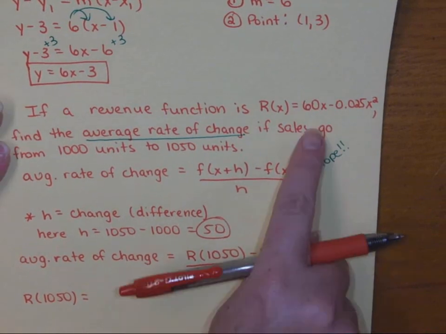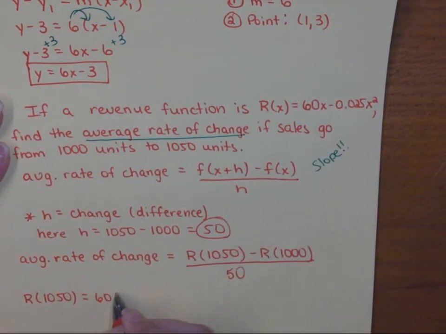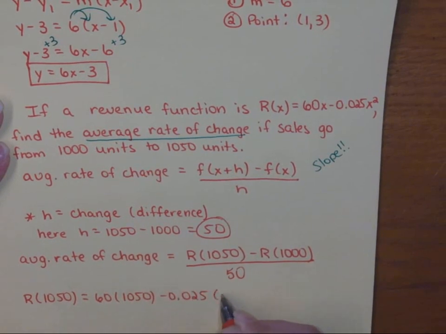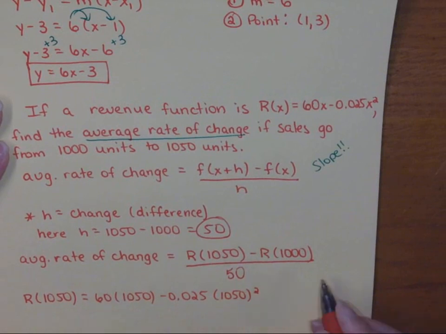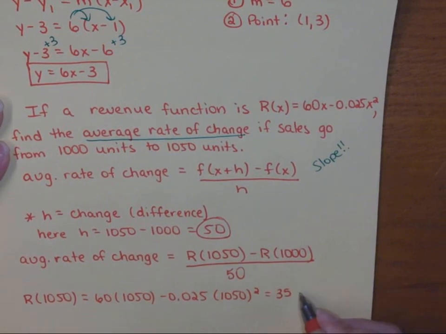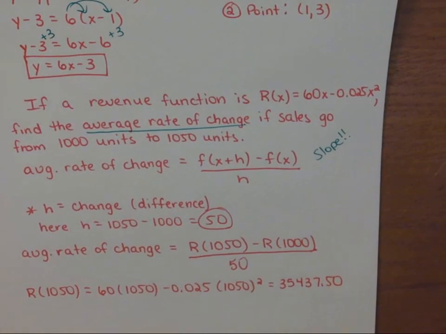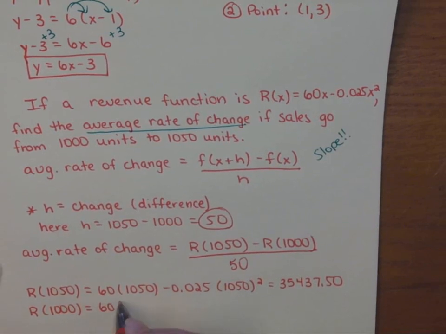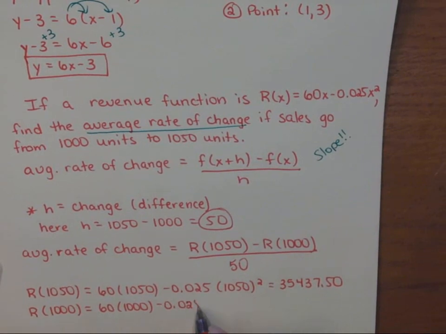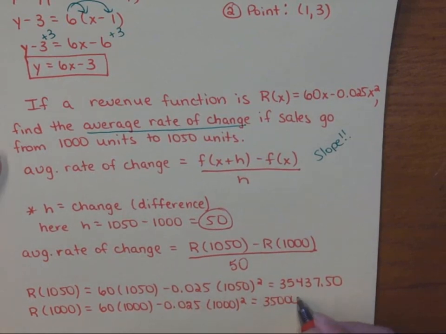So r of 1,050, here's r, right? We do 60 times 1,050 minus 0.025 times 1,050 squared. So let your calculator do this. It's $35,437.50. Okay, r of 1,000 is going to be the same exact equation, but replace 1,050 with 1,000. So this one comes out a little more pleasantly, 35,000.